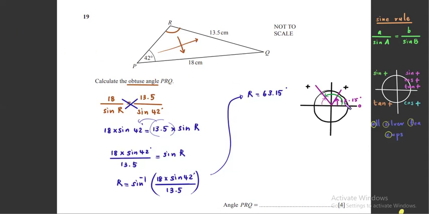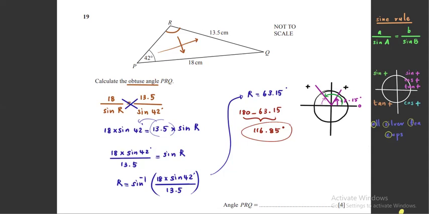From here all the way up to this point will be 180 degrees, because those are angles on a straight line. So from 180 degrees, if I deduct the size of this angle, which is 63.15, I can find the value of the obtuse angle. So from 180, I'm going to deduct 63.15, which will give us the value of the obtuse angle, which is equal to 116.85 degrees. This will be the value of the obtuse angle PRQ.